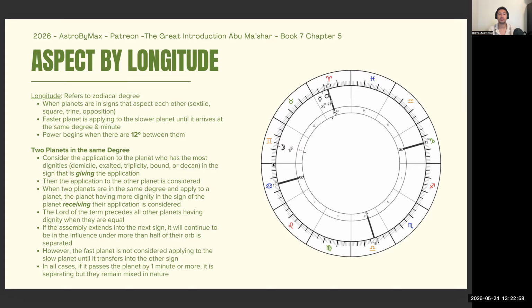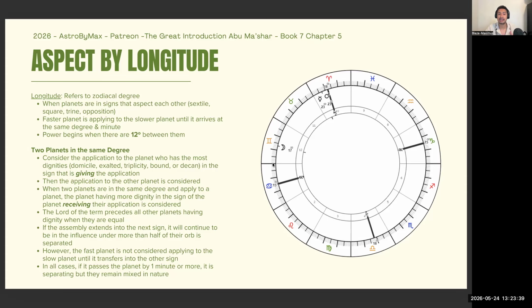And in an aspect by longitude, the faster planet is applying to a slower planet, and that's always important here. We've established the faster planets and the slower planets because we've used the Chaldean order of the planets, which is Saturn, Jupiter, Mars, Sun, Venus, Mercury, Moon. And so remember, the Moon can apply to all of the planets. The Moon can make applications to Mercury, Venus, the Sun, Mars, Jupiter, Saturn. But Saturn cannot make any applications to any of the other planets because Saturn is the slowest one. So everything is going to Saturn and the Moon is going to everything. So it's something to think about there.